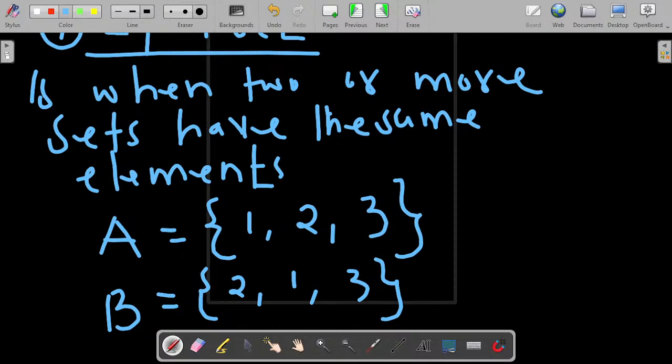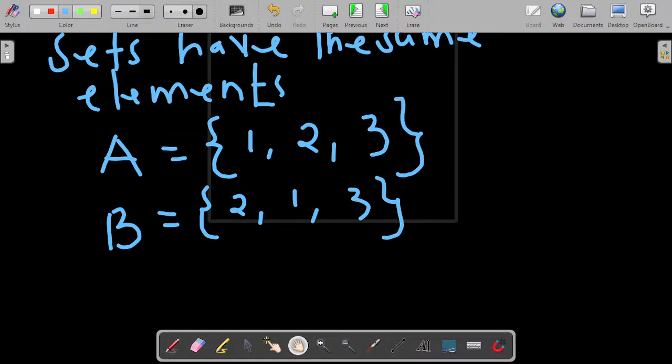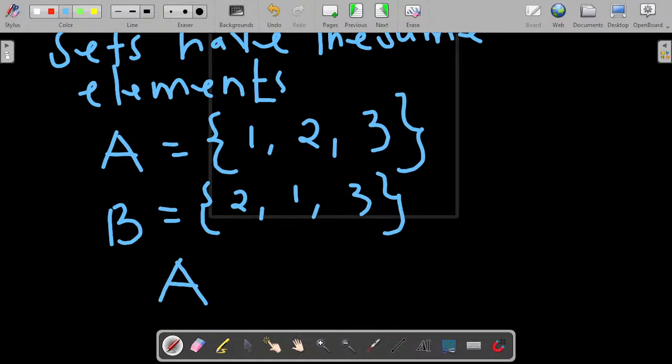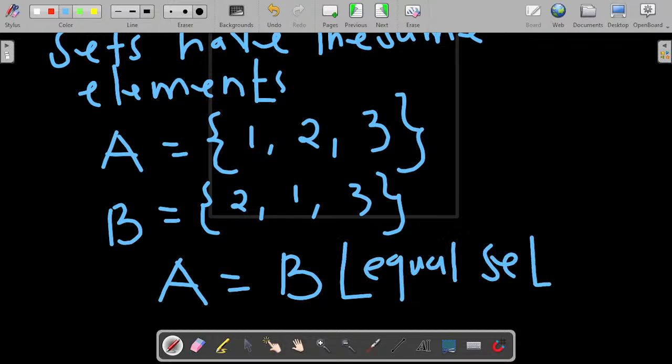The arrangement does not concern us. What concerns us is that both of them have the same elements. So we can say set A is equal to set B. Both of them are equal. That's what we call equal sets. Write it.